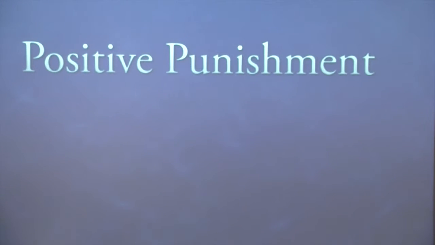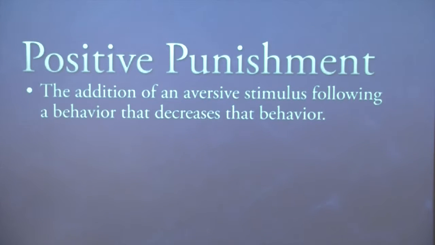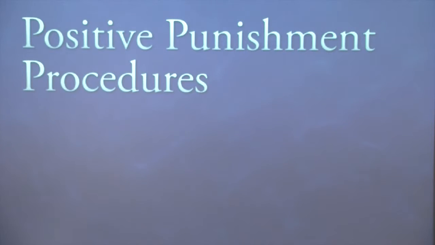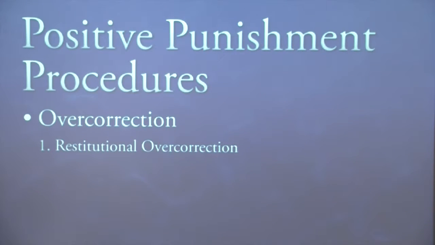Positive punishment is the addition of an aversive stimulus following a behavior that decreases that behavior. There are two types of positive punishment procedures that we will be going over in this training. Overcorrection is a behavior reduction procedure in which, contingent on the target behavior, the individual must engage in a tedious task that is directly related to the problem. There are two types of overcorrection: restitutional overcorrection and positive practice overcorrection.